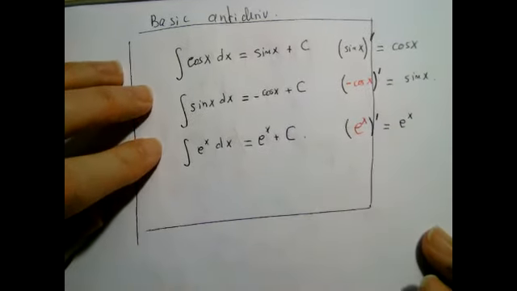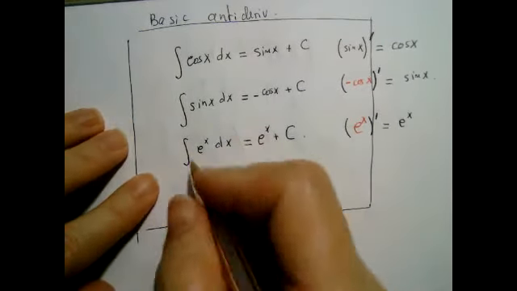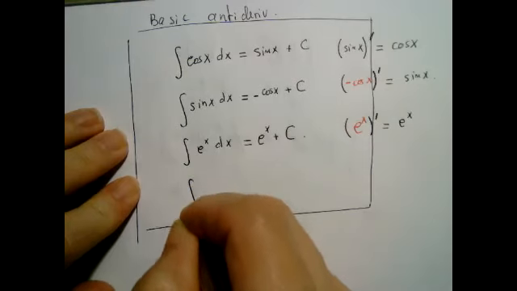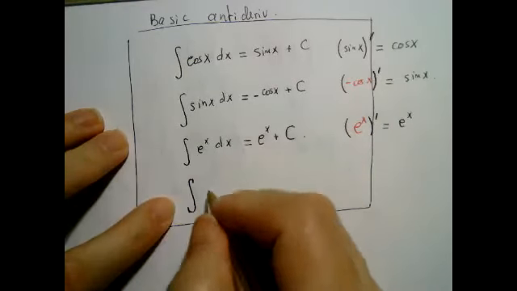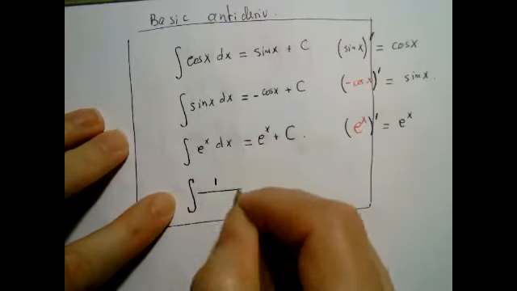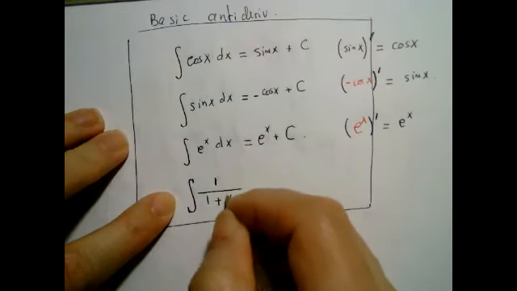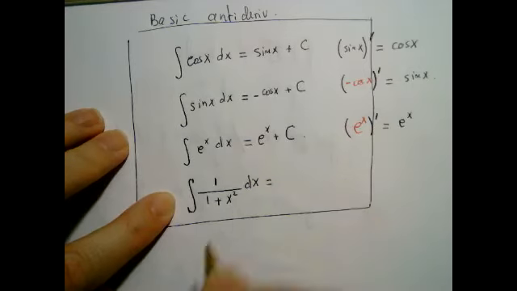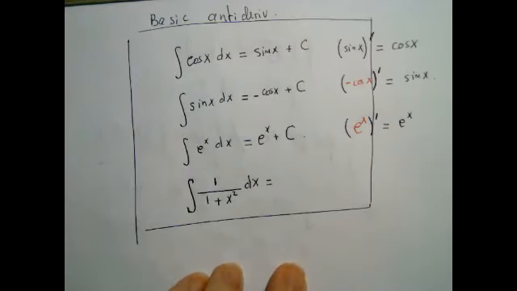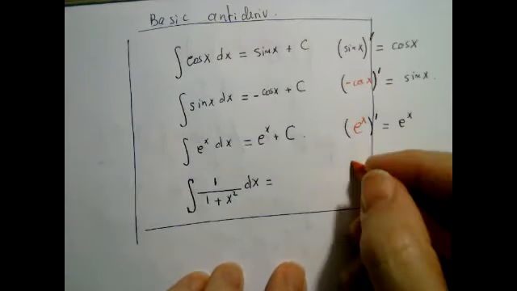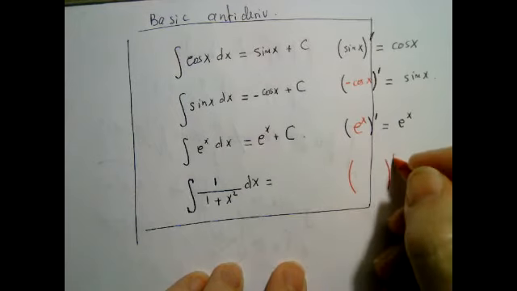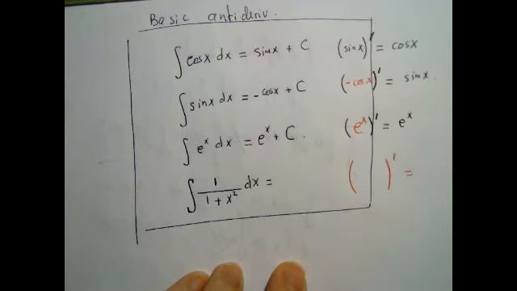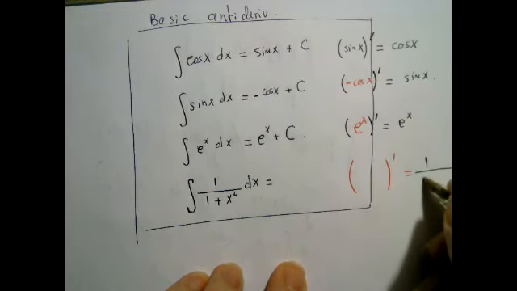Okay. One more. Those are basic. I call those basics, so all the rules we're seeing are the basics. Now this one, I consider it basic because it comes up a lot. What is the function? Now scratch your head a little bit. What is the function that when I differentiate, I get 1 over 1 plus x squared?